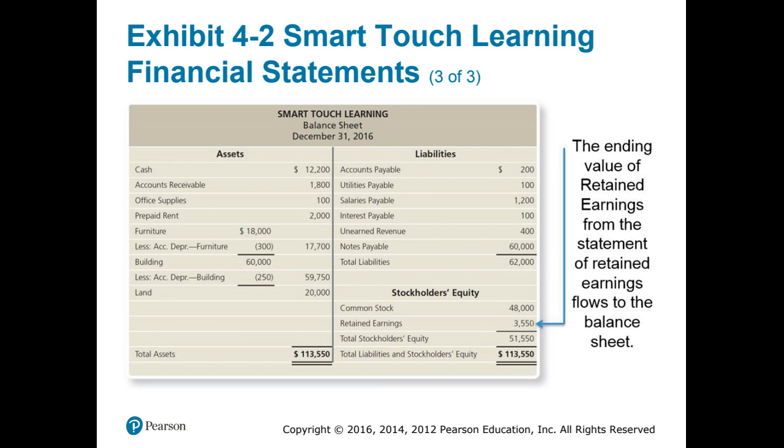And then our stockholders' equity, we have our common stock, we have brought over our retained earnings, and we're going to add those to get our total stockholders' equity. And then we're going to add those to get our total liabilities and stockholders' equity. So the 62 plus the 51 gives us our total, the liabilities plus the equity. And so both of these have to balance out. The ending value of our retained earnings from the statement of retained earnings flows into our balance sheet, and we see that here.